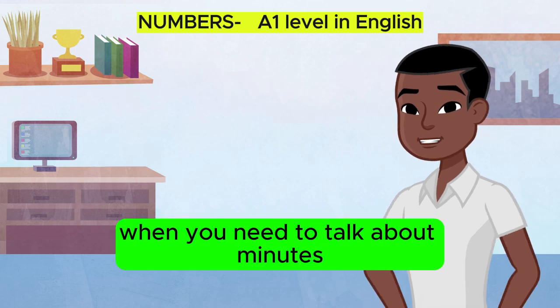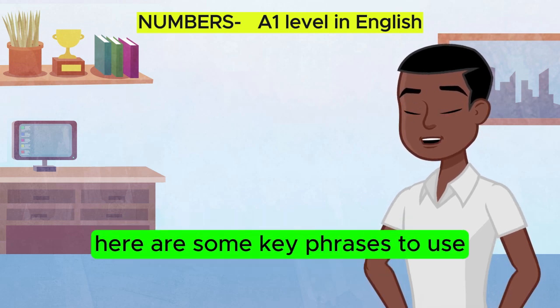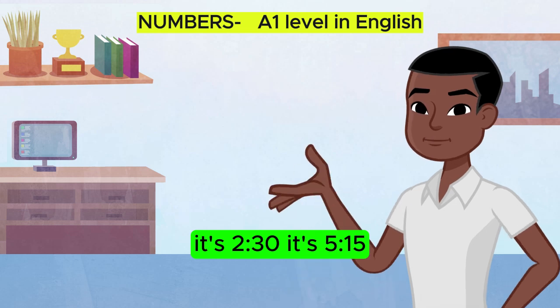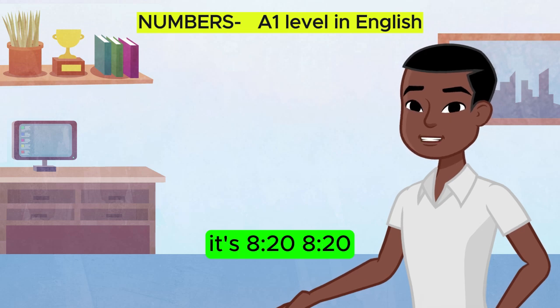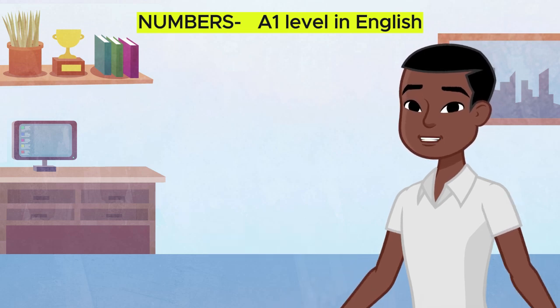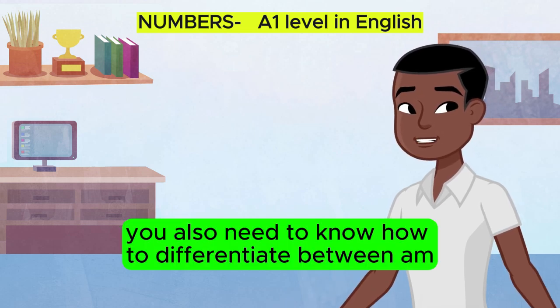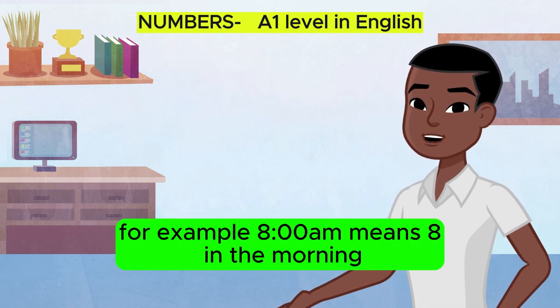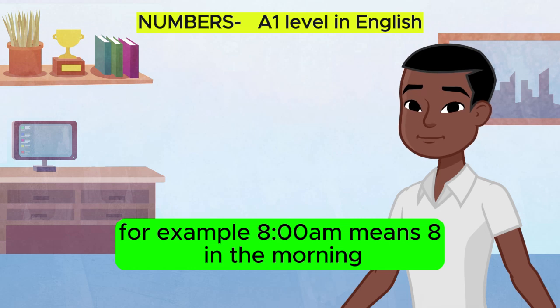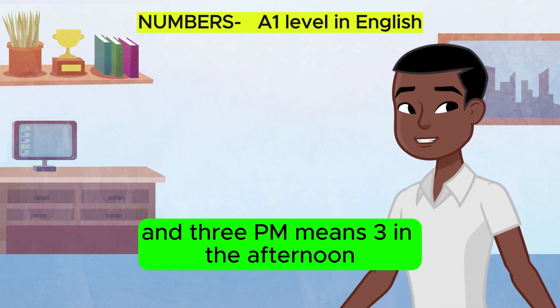When you need to talk about minutes, here are some key phrases to use. It's 2:30. It's 5:15. It's 10 to 7. It's 20 past 8, 8:20. You also need to know how to differentiate between AM and PM, afternoon and evening. For example, 8 a.m. means 8 in the morning, and 3 p.m. means 3 in the afternoon.